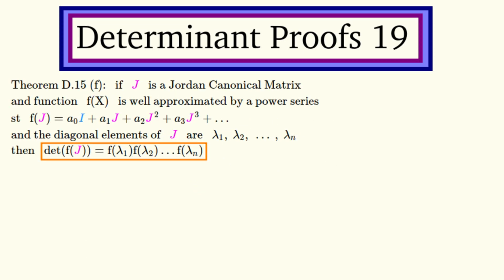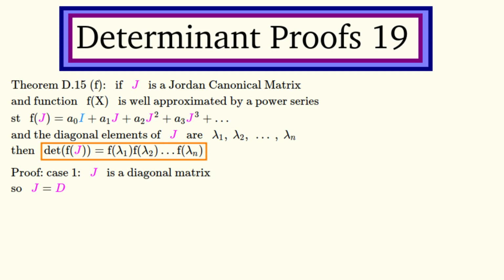So now to prove part F of this theorem, which is a bit more complicated and needs diagrams. It says that the determinant of a function applied to a matrix in Jordan canonical form is equal to the product of this function applied to the eigenvalues of this matrix, which are the diagonal entries. So there are two cases.